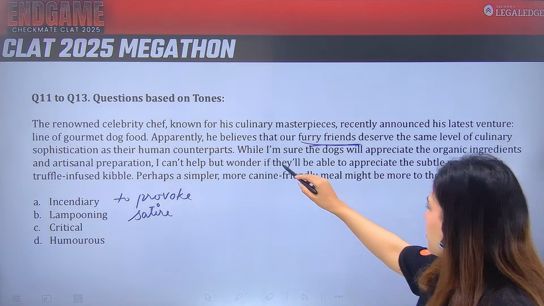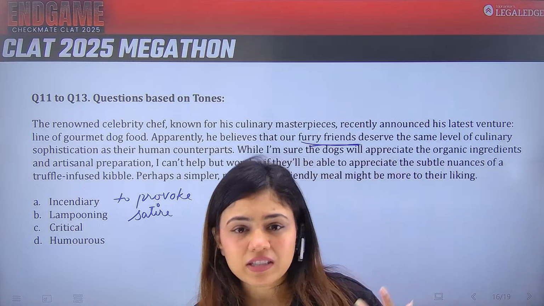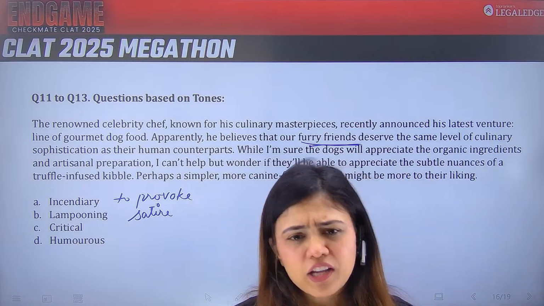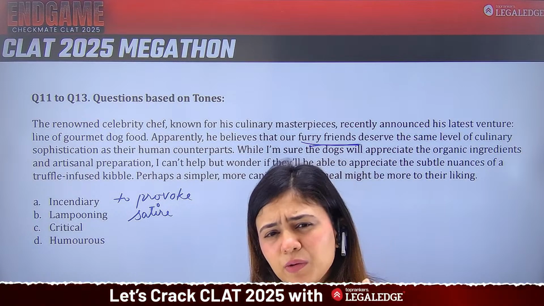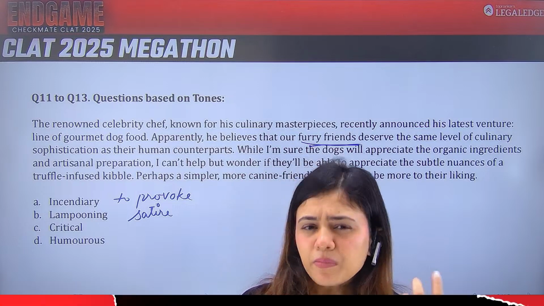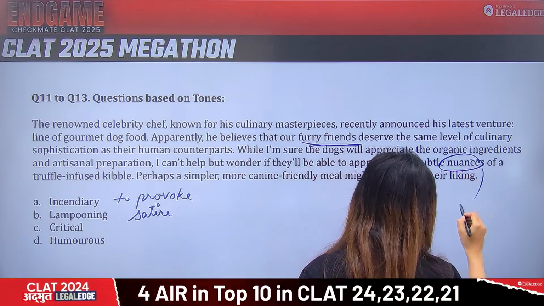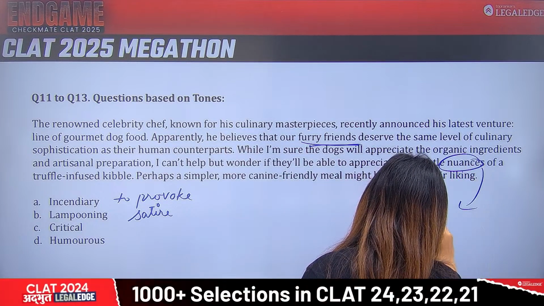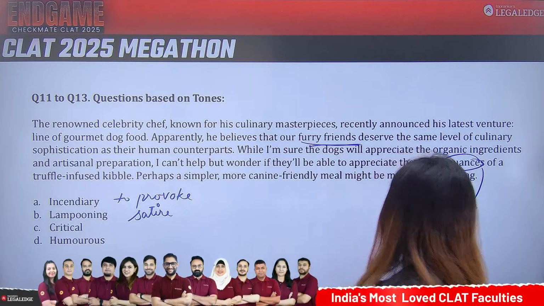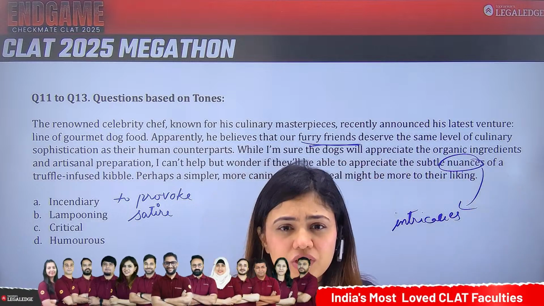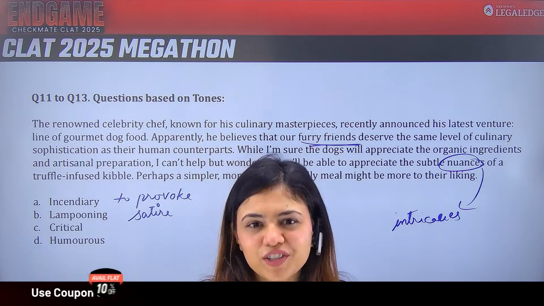ठीक है, लेकिन फिर वो बोलता है while I'm sure the dogs will appreciate the organic ingredients, मतलब कि काफी अच्छी तरीके से इस डॉग फूड को बनाया गया है. So the dogs are definitely going to appreciate the organic ingredients, but he definitely wonders whether they will be able to appreciate the subtle nuances. Nuances का मतलब होता है intricacies. Whether they'll be able to appreciate the subtle taste, the flavors of the food, because after all they are dogs.